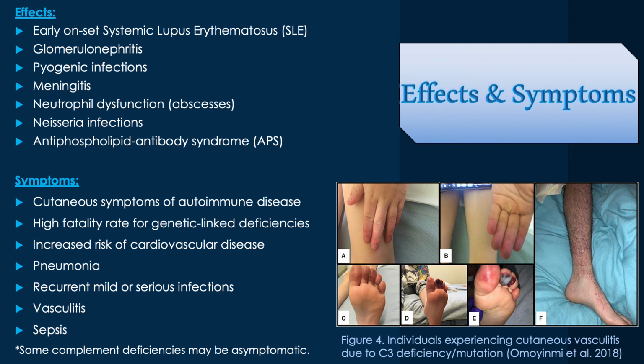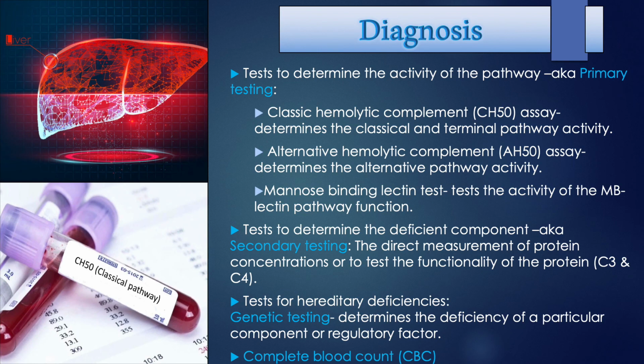In Figure 4, we see 6 individuals experiencing different versions of cutaneous vasculitis due to a deficiency or mutation in the C3 component. When presented with symptoms, clinical tests are required in order to properly diagnose these individuals with the deficiency. There are multiple tests that can be performed, a lot of which are blood tests.